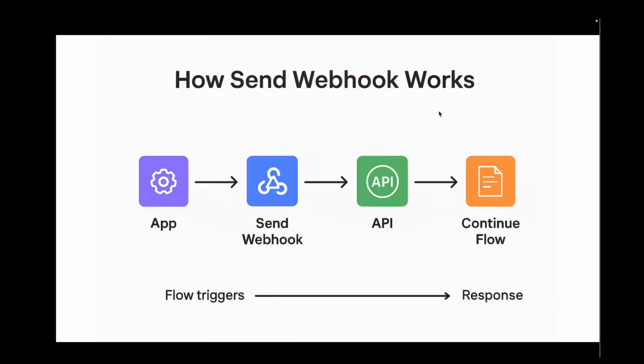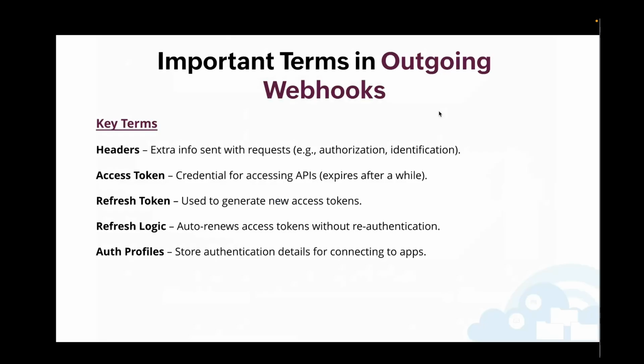So how does send webhook work? If a flow is triggered and the send webhook action is called, whatever API or webhook URL is configured inside that action will be performed, and then the remaining connected actions will be performed. Just like how a normal flow action works, in the same way the send webhook action will also work in Zoho Flow.